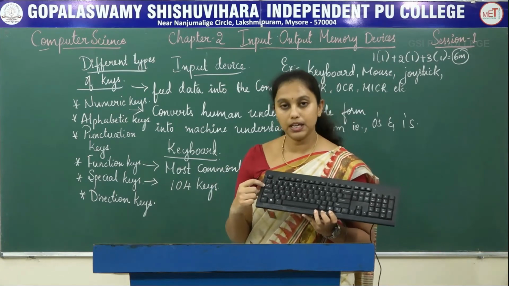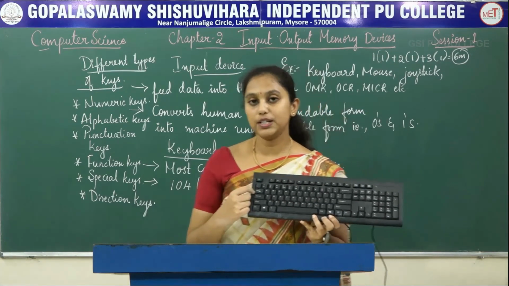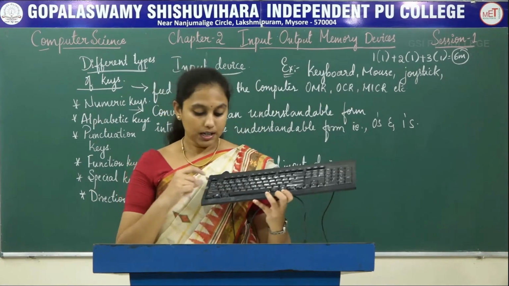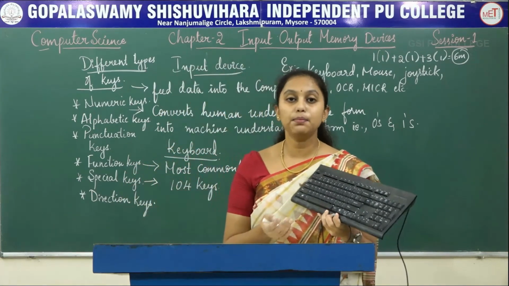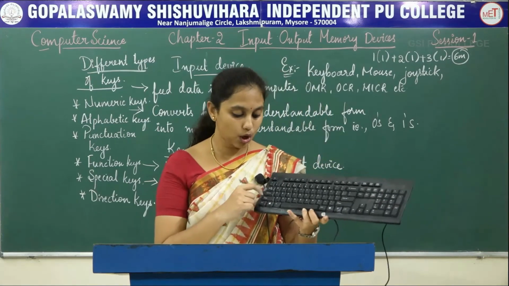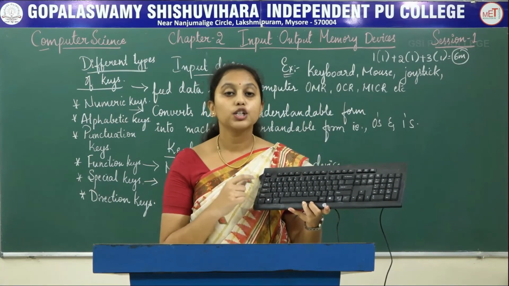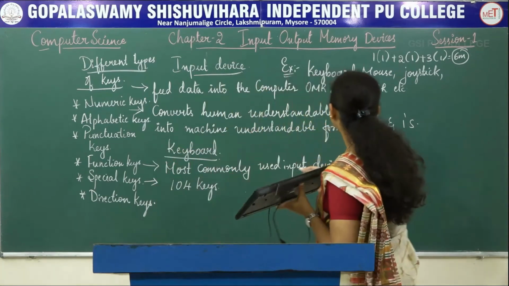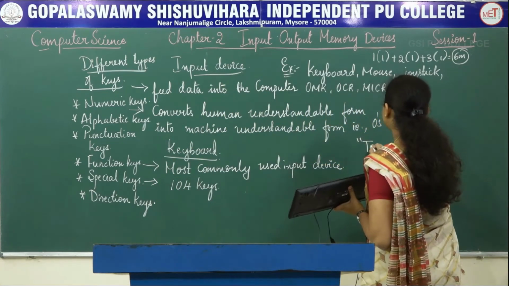Next is tab key. So why do we use tab key? Tab key is used to advance the cursor to the next tab stop. Next is caps lock. This caps lock key is also called the toggler key.